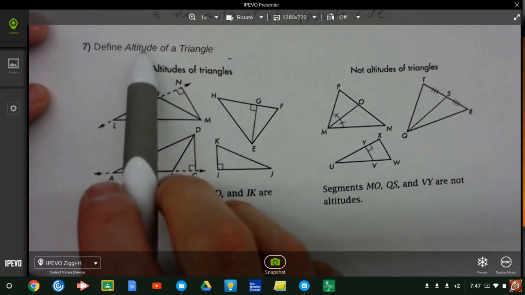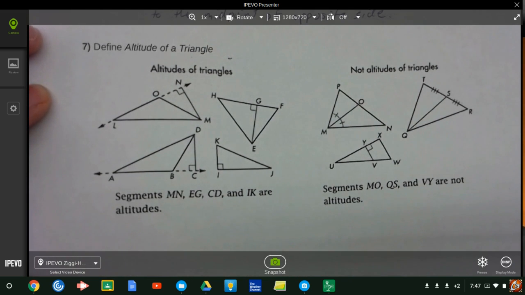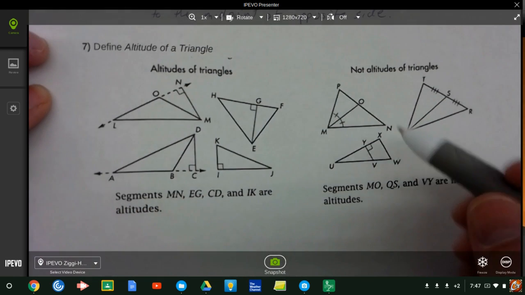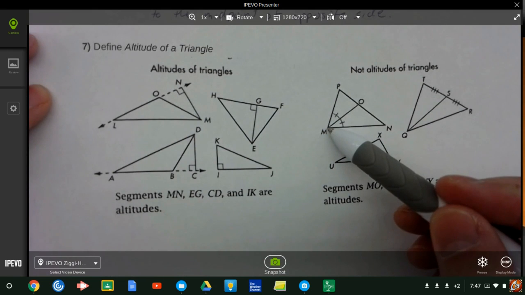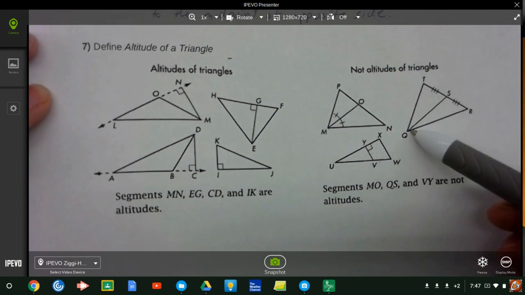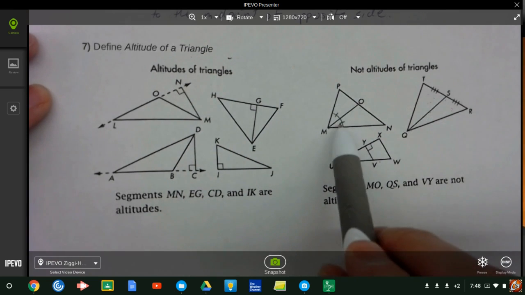Altitudes of a triangle. This is a word that you may know already. So give me what you think an altitude is going to be. Go. So altitudes of a triangle, again, they're going to connect from a vertex to a side. Not here, so that's not an altitude. That one looked like a vertex, but oh, look at that. That's connecting to the middle. So that's a median. This one's cutting the angles in half. So that's an angle bisector.